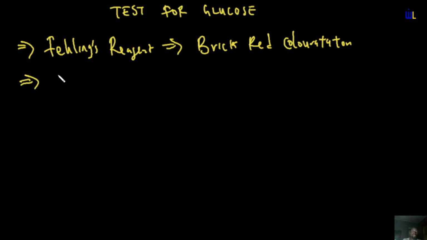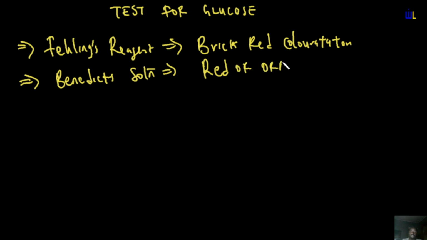Now, the second one is Benedict's solution, or Benedict's reagent. It would also give you a red color because it is still a copper salt, even though they are different solutions. Red in some cases, or orange. So once you add Benedict's and Fehling's reagent to glucose, the color you are likely to have is brick red or just your normal red color. You get what I'm saying?